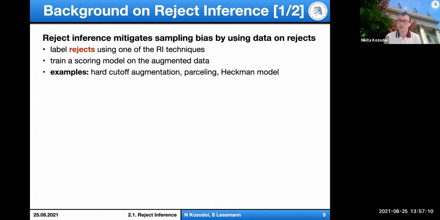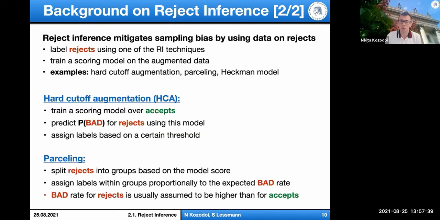rejected applications. These techniques work in a different manner, but most of them operate by labeling rejects using some kind of approach and then adding these labeled rejects to the training data so that the data is more representative and can now be used to train a better scoring model. Some techniques work differently without directly labeling the rejected cases, but still use some kind of approach to extract information from the rejected applicants. Some common examples of such techniques include methods like hard cutoff augmentation and parceling.